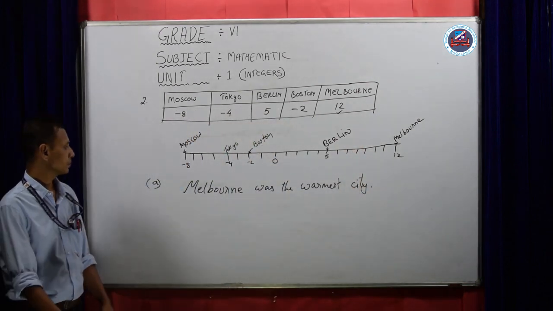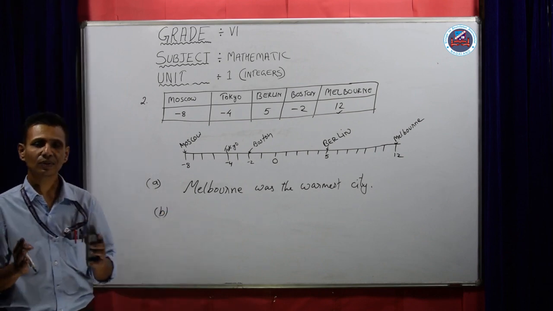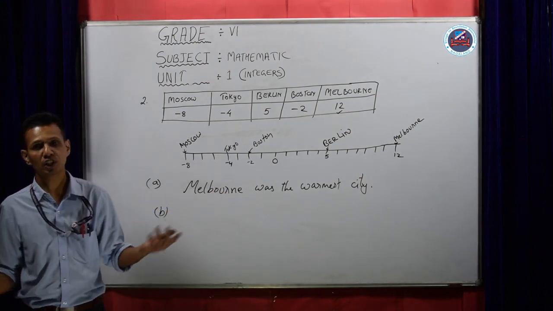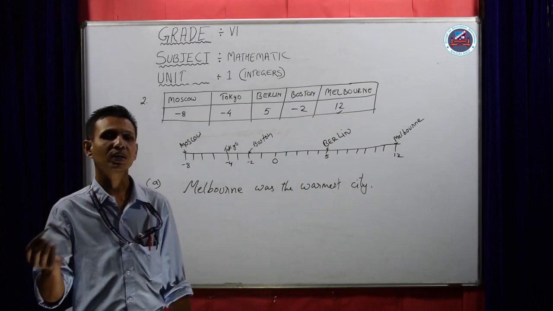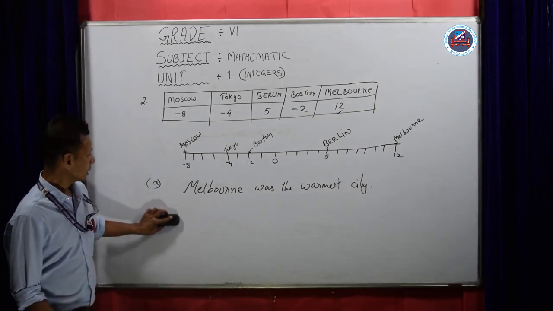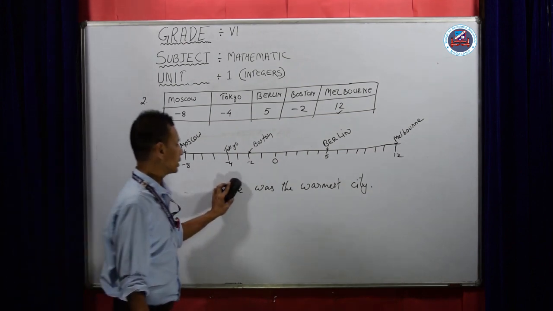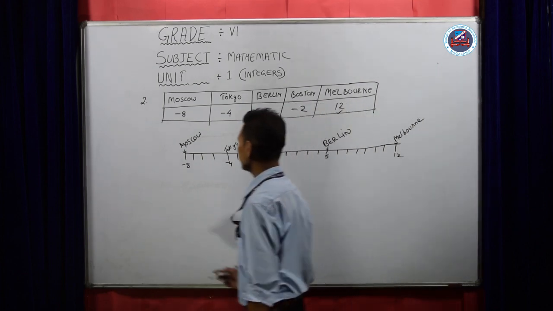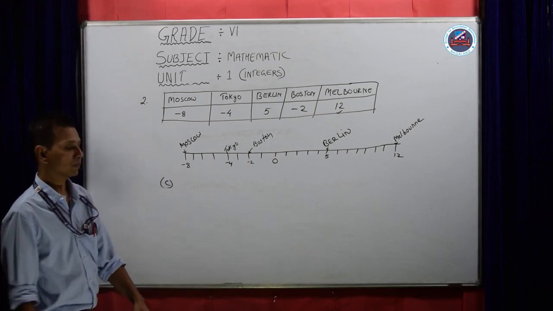Done? Now you are left with question number B, that is, which city was the coldest? If you understand question number A, you can do question number B. I request all of you to do question number B and WhatsApp me. I'll give you feedback. So I'm not going to do question number B. You try by yourself. I'll be waiting for your answer. Okay, now the important and last part is C.